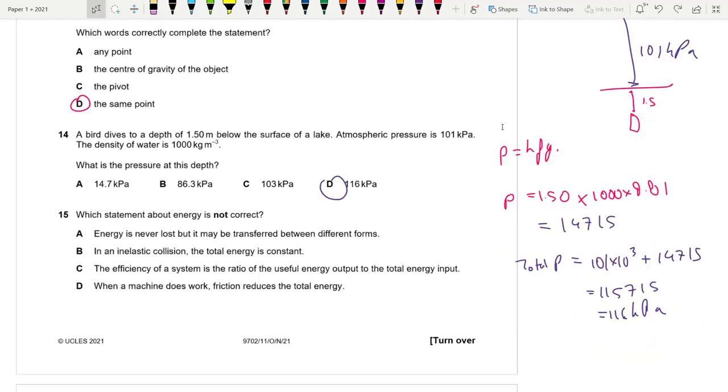So for 15, which statement about energy is not correct?